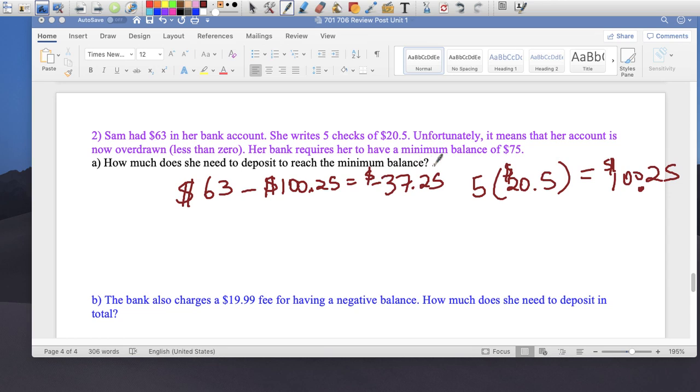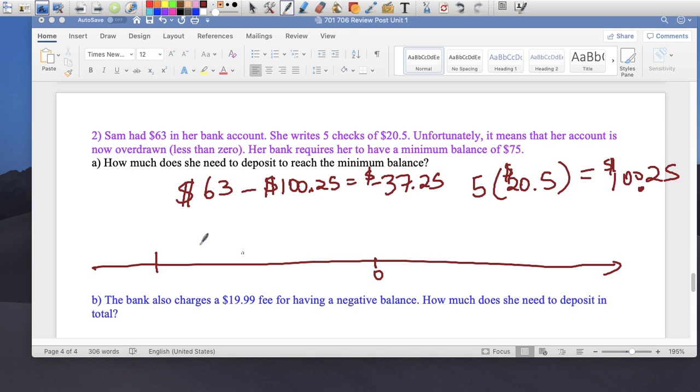Okay, so the bank owed her some money, right? She wrote 5 checks, so the bank covered her. The checks don't bounce. So let's write a number line here, just to show you. Here's 0, sort of. And this is where she is right now.